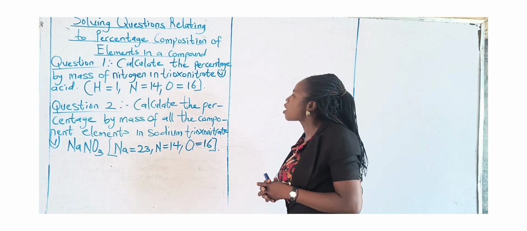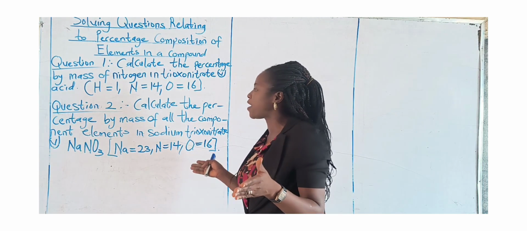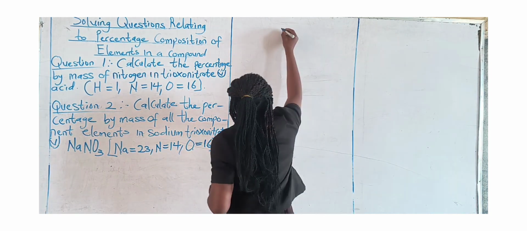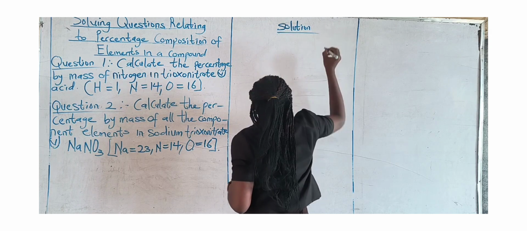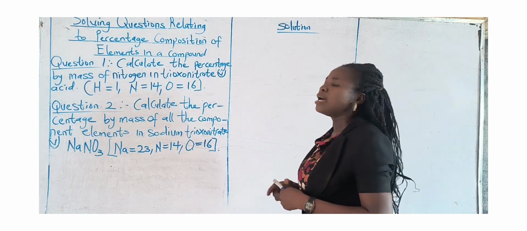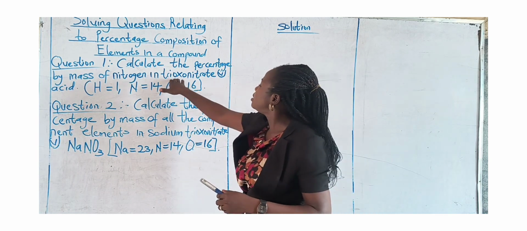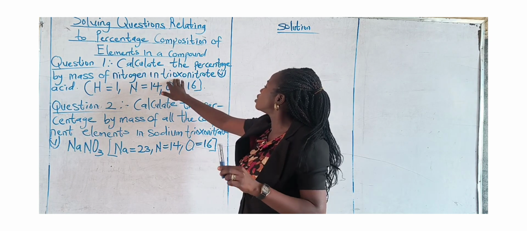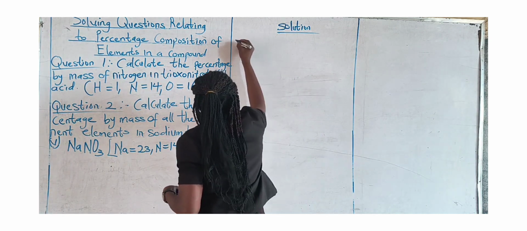Question number one says: calculate the percentage by mass of nitrogen in trioxonitrate(V) acid. Good. So let's see. Solution for question number one. What do you need to get here? The first thing you need to observe here is the molecular formula of the compound given, which is trioxonitrate(V) acid.